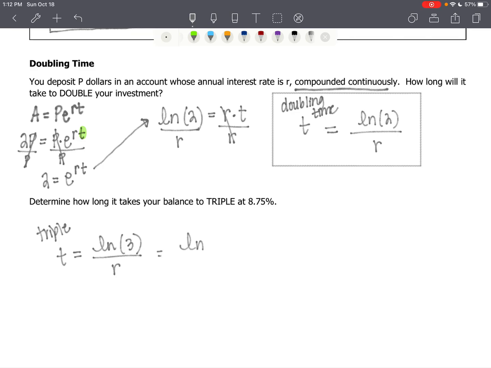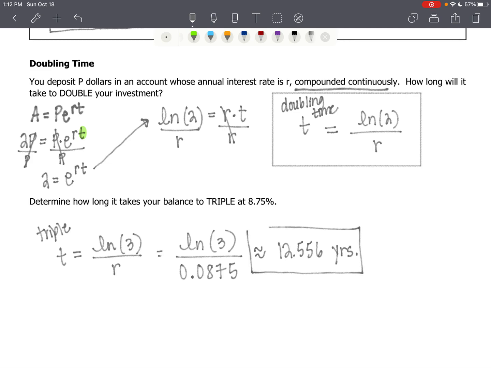The interest rate is 8.75%, so that's 0.0875. And if we put the natural log of 3 divided by 0.0875 into our calculator, we'll get the tripling time, which is approximately 12.556 years.